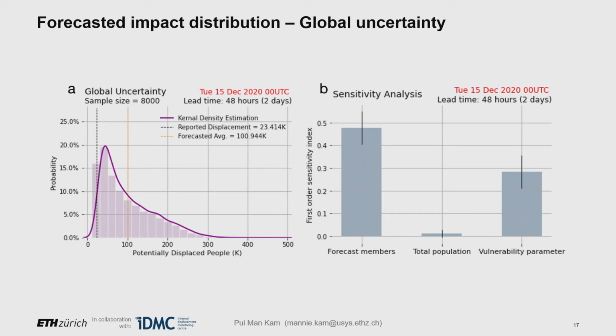And on the right, I'm curious about the sensitivity of these three parameters, how much they contribute to the uncertainty. Here, if we take the forecast 2 days in advance, the uncertainty mainly comes from the forecast member, of course. But at the same time, the vulnerability function also contributes substantial uncertainty towards the distribution. So that's the message that I got from 2 days.